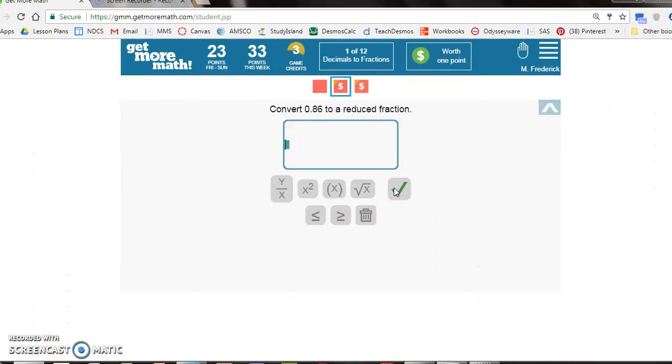Convert 0.86 or 86 hundredths to a reduced fraction. So again, we'll start with 86 over 100. Note that both of these values are even. We can divide them both by 2. When we divide 100 by 2, we get 50. And when we divide 86 by 2, we get 43. So this is 43 fiftieths.